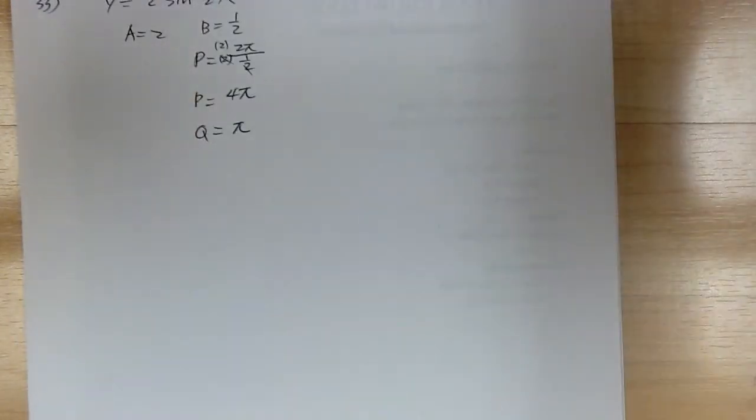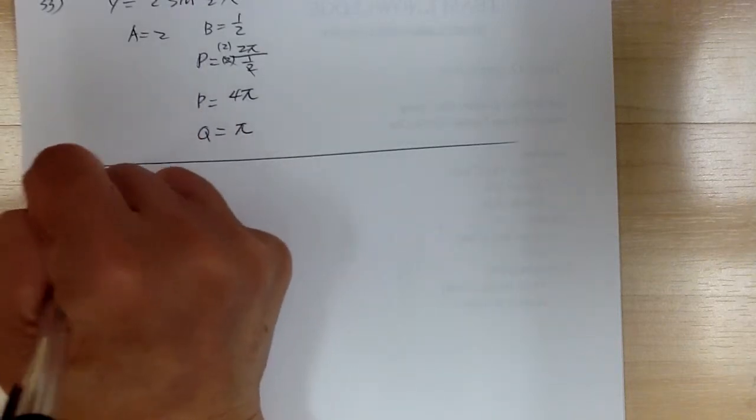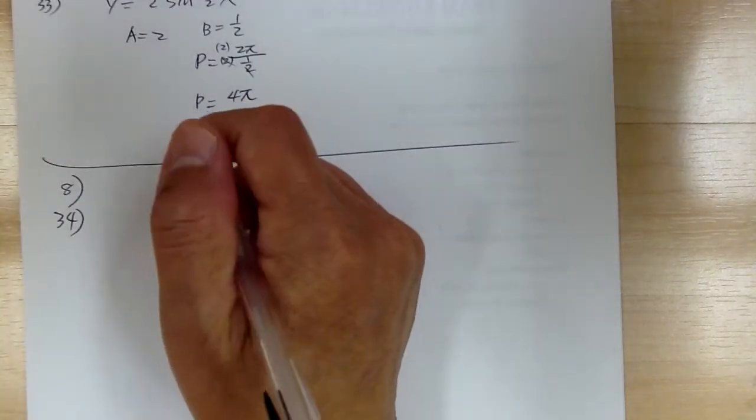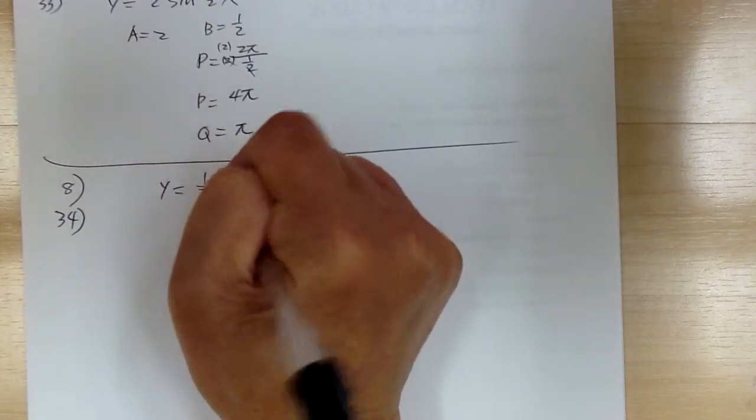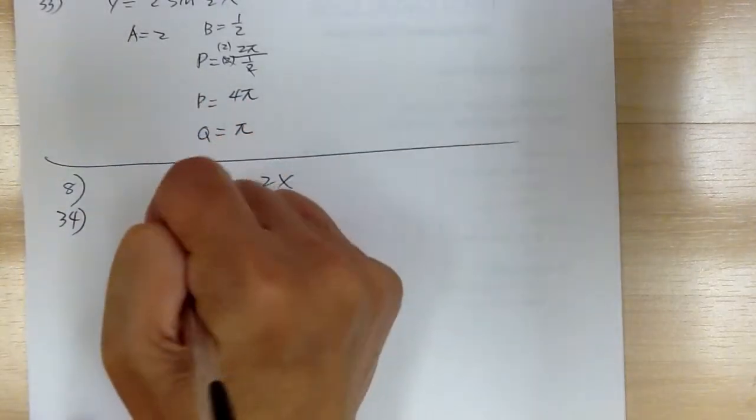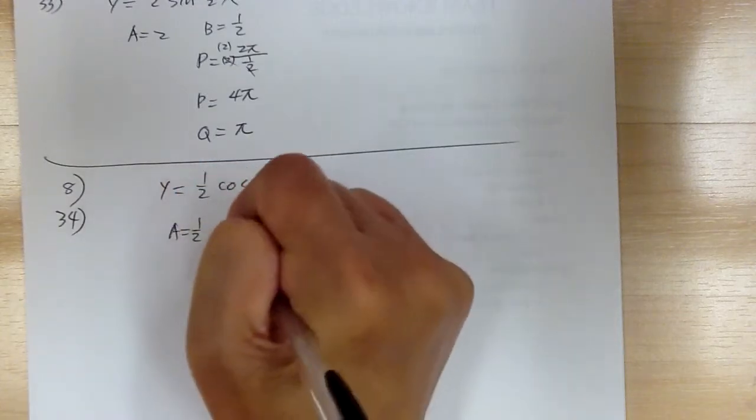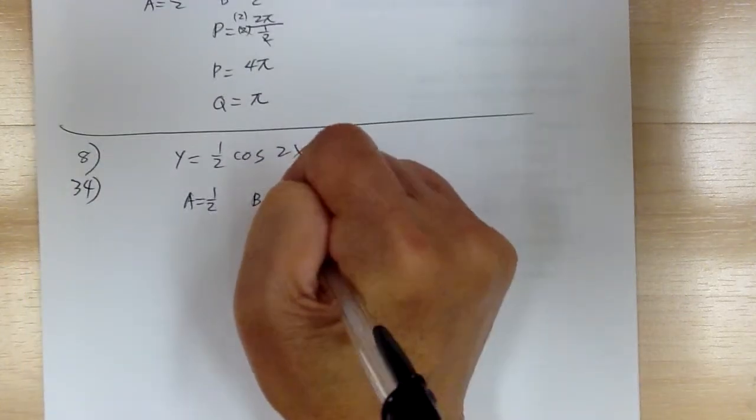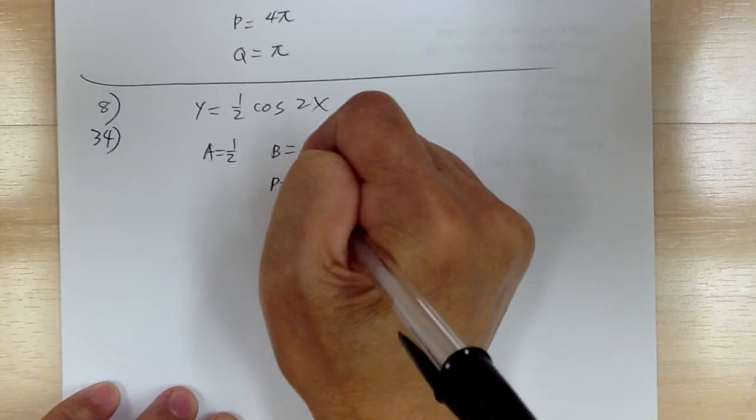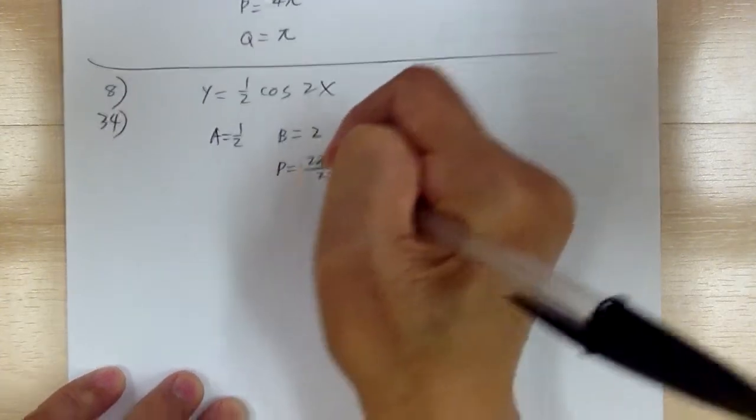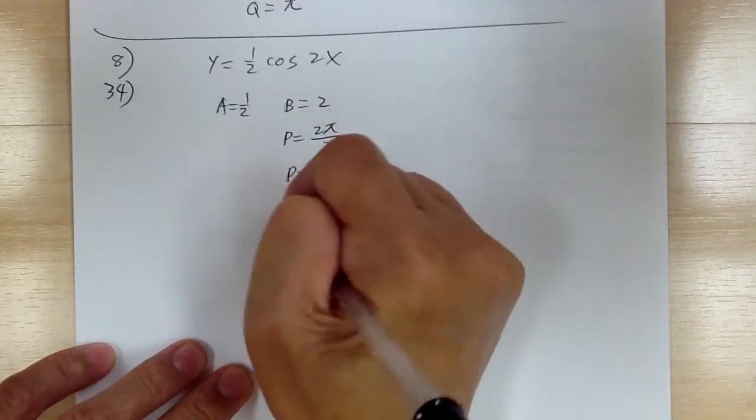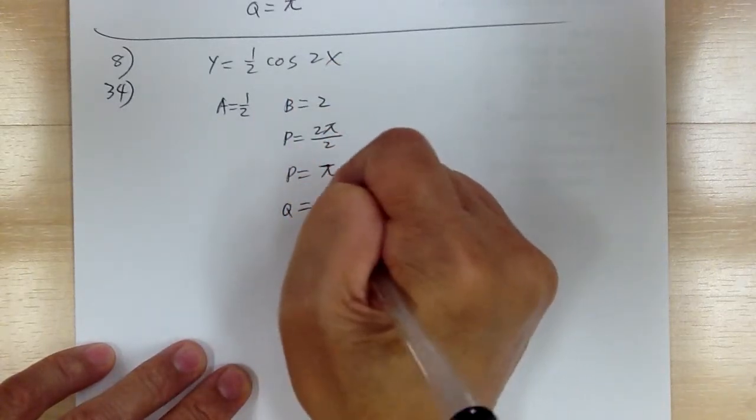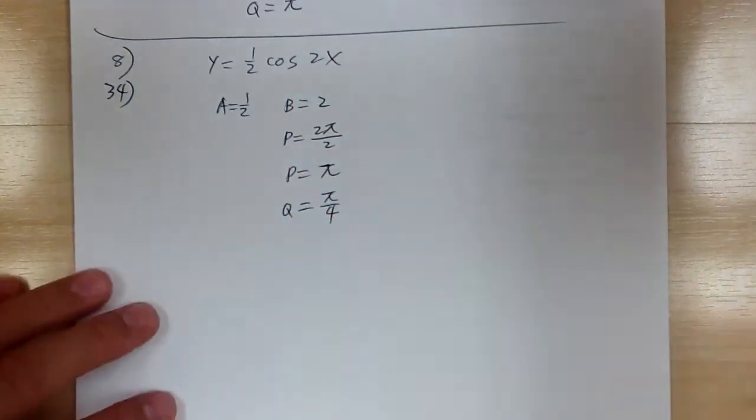Okay, let's go to number 8, along with the 34. Okay, so number 8, you have y equals 1/2 cosine of 2x. So a equals 1/2, b equals 2. So period equals 2 pi over b. So period equals pi. And the quarter wave is 1/4 of that, so it'd be pi over 4. Okay, so let's go and graph.